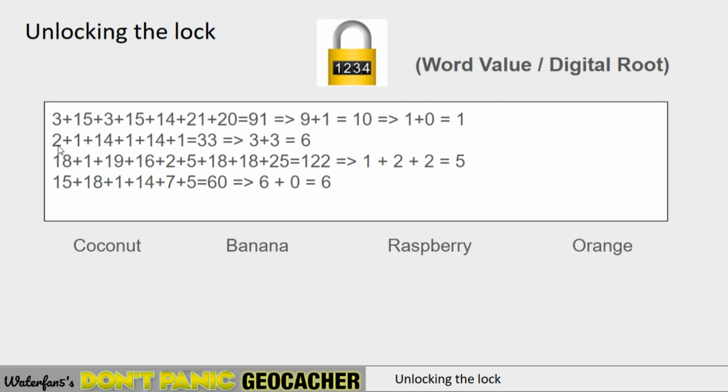So this is banana, 2, 1, so B, A, N, A, N, A. So the sum together is 33. 3 plus 3 is 6. That's a single digit, so we're good. And the same with, for example, raspberry, that in this case goes to 122. So we add 1 plus 2 plus 2, that is 5. And so now we have a code that is 1656. And especially if you go to more of the European areas, this has a very high chance of unlocking the container. Not this container, however. So we had to try more.